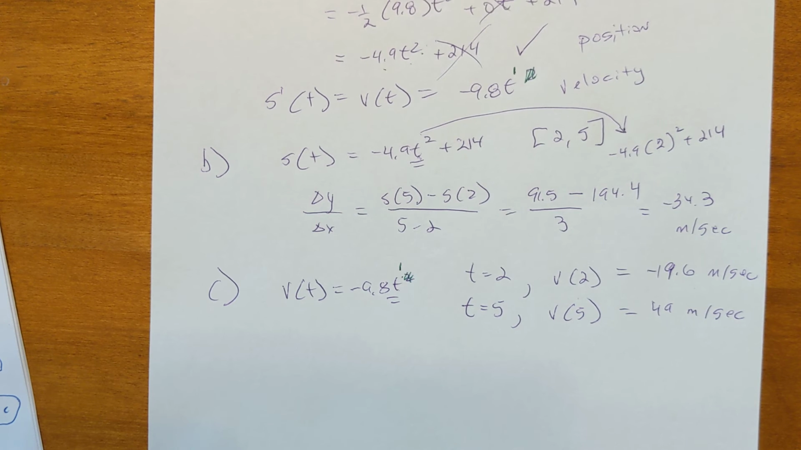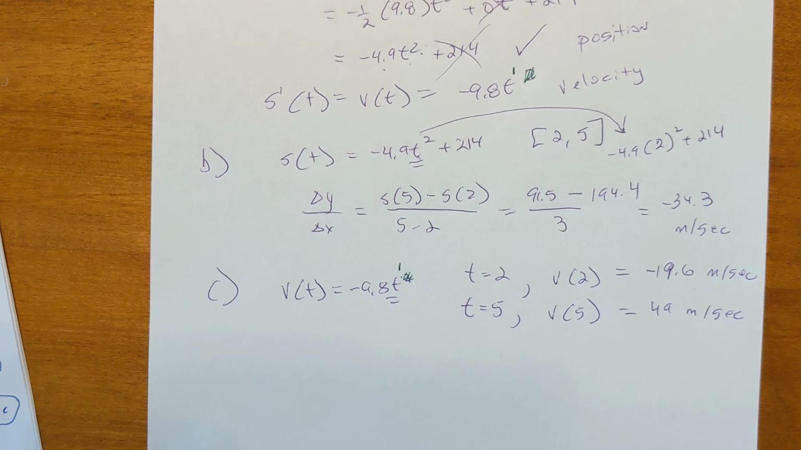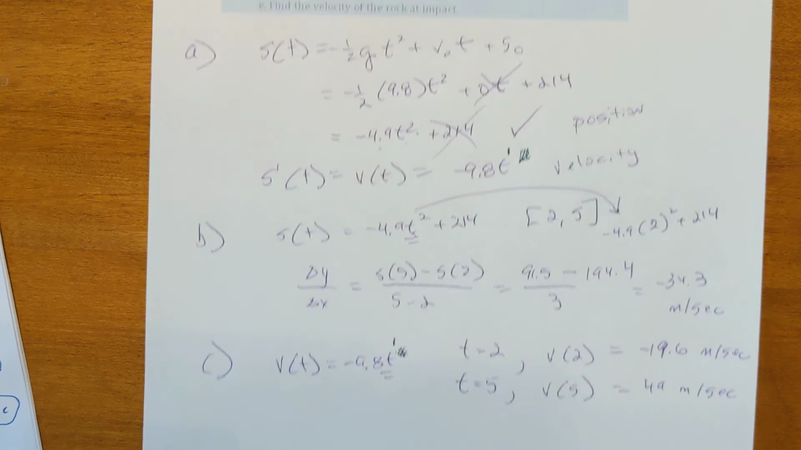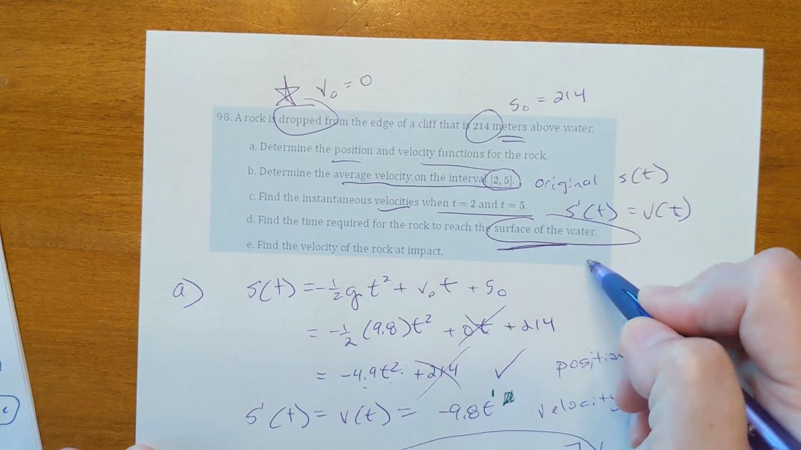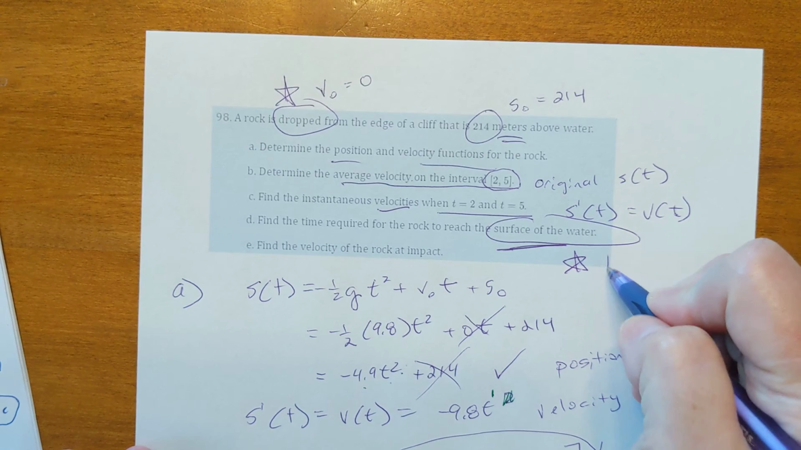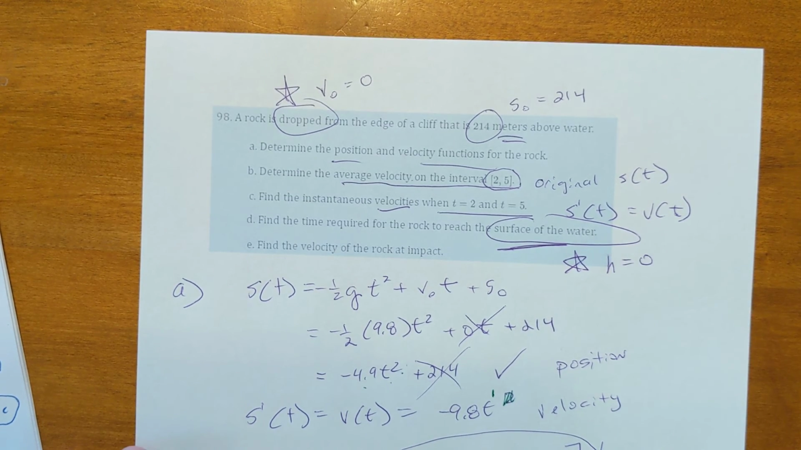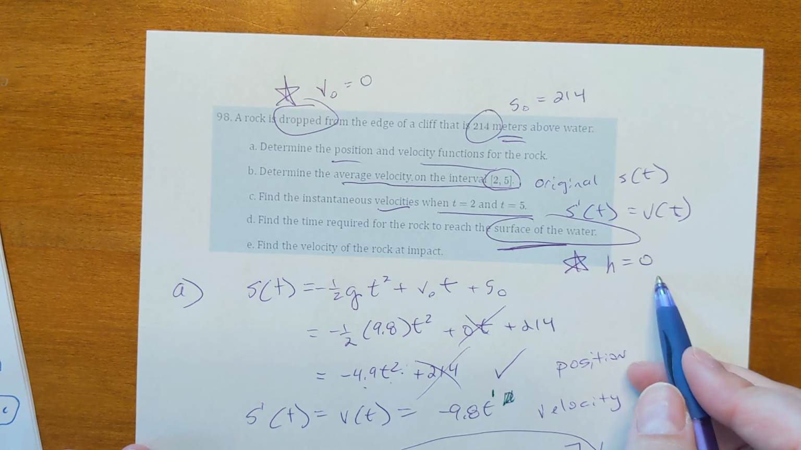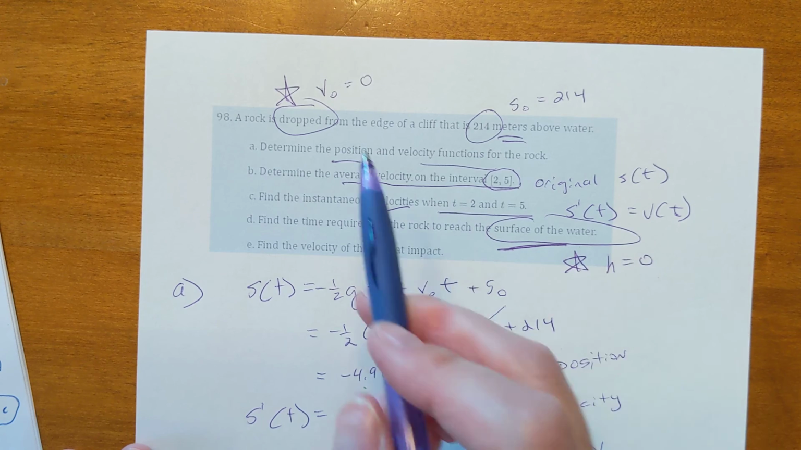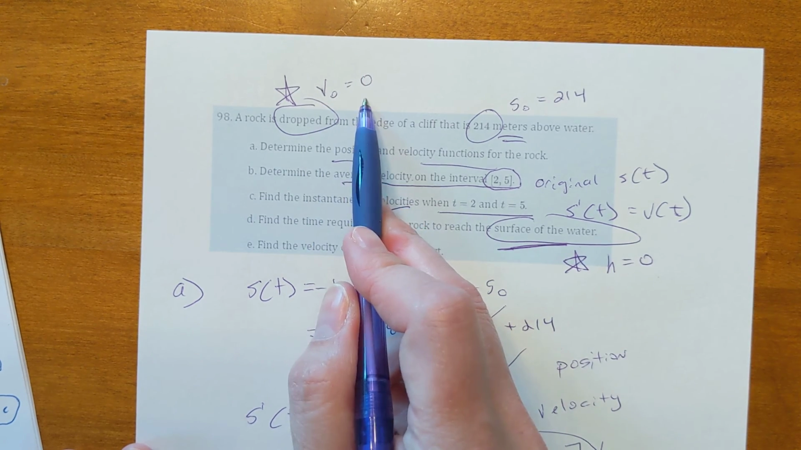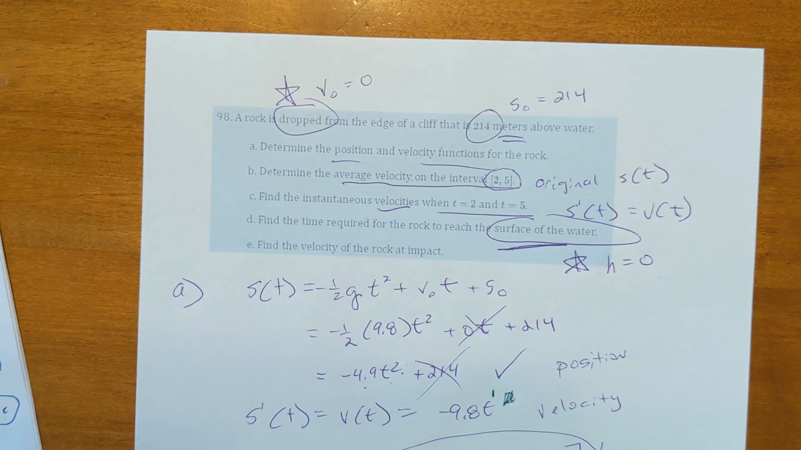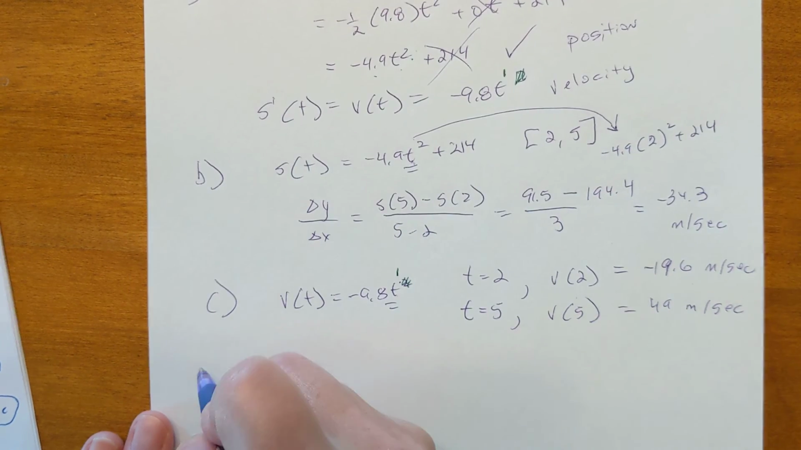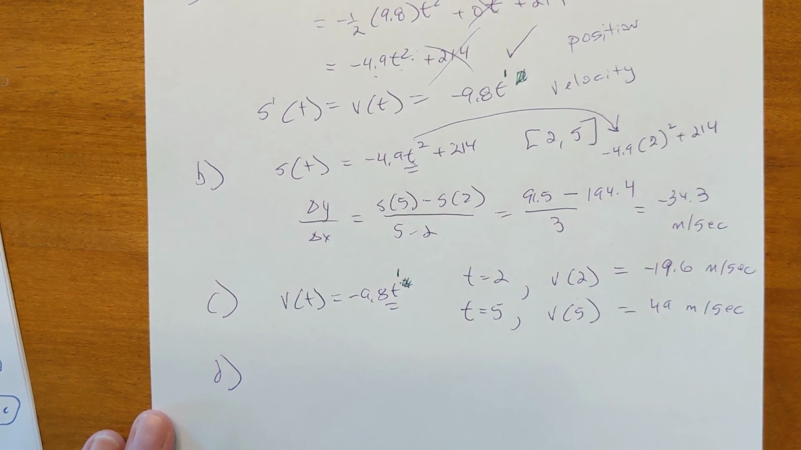All right, and then D, it says, find the time required for the rock to reach the surface of the water. Well, the surface of the water, this was one I wanted you to know. This is important. When it hits the surface of the water, that means the height's equal to 0. Height is 0 when it hits the ground. If you drop it, the velocity is 0. If it hits the ground, the height is 0. Need to know that. So letter D, how long until it hits the ground?